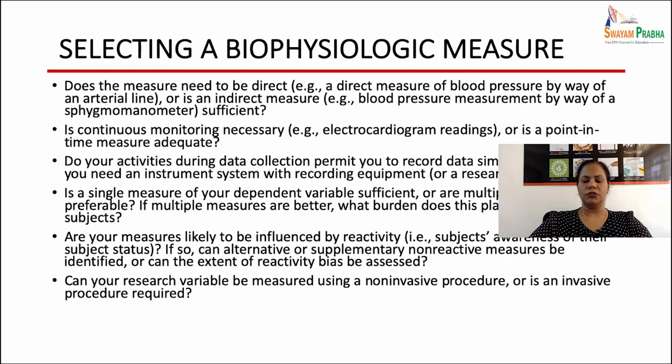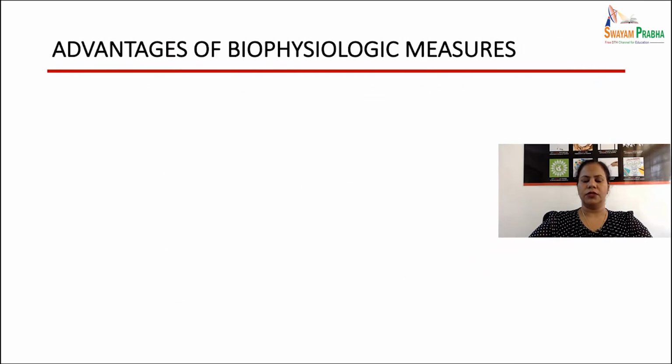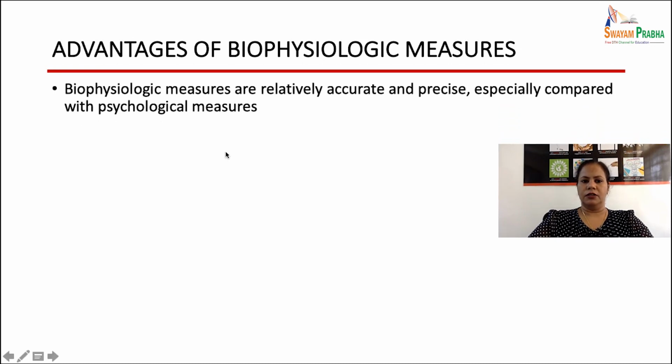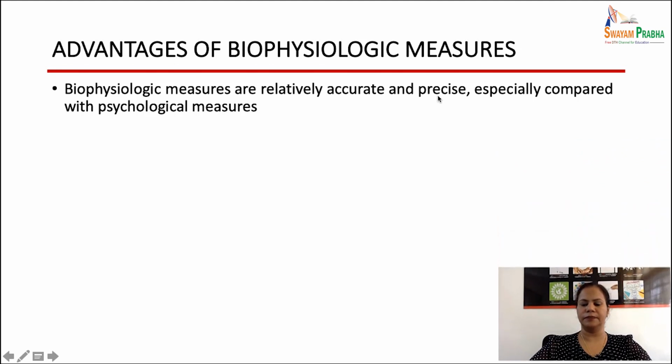So these are the questions you need to keep in mind while selecting a biophysiological measure. Now let us talk about the advantages of the biophysiological measure. Of all the types of data collection measures, biophysiological measurements are relatively accurate and precise, because here you are using instruments or equipment which give accurate results, and usually those are sensitive and specific, so you get precise and accurate results.